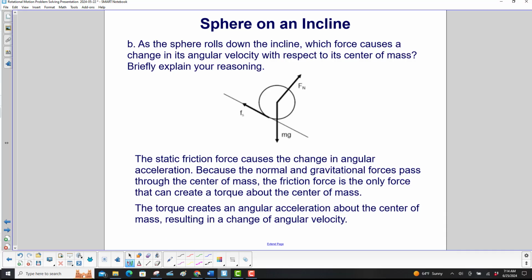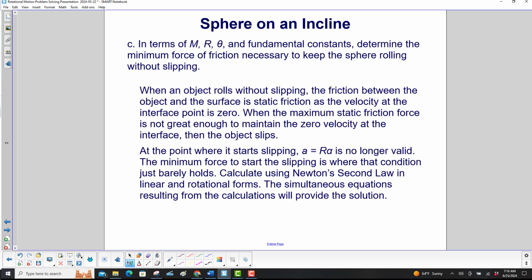Which force causes a change in the angular velocity? That would be the static friction force. Because the normal and gravitational forces pass through the center of mass, the friction force is the only force that can create a torque about the center of mass. Right? These two forces act right at the center of mass, providing zero torque. The friction force is a distance r away. The torque creates an angular acceleration about the center of mass, resulting in a change of angular velocity.